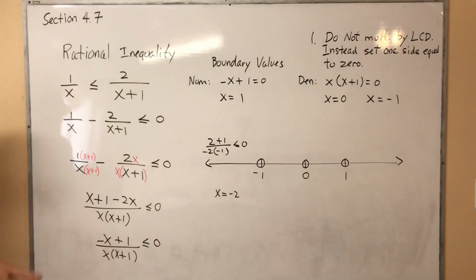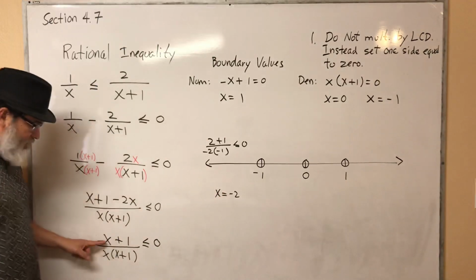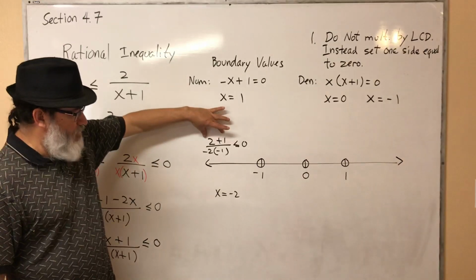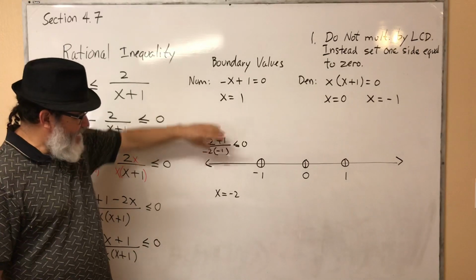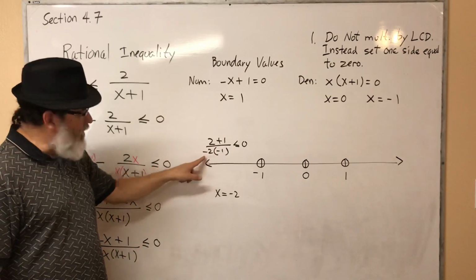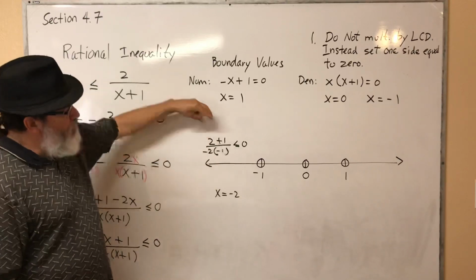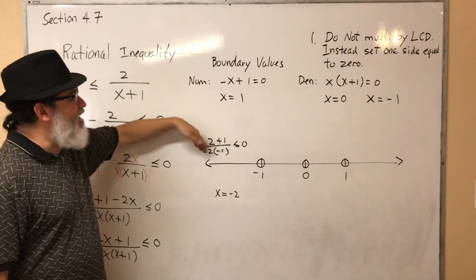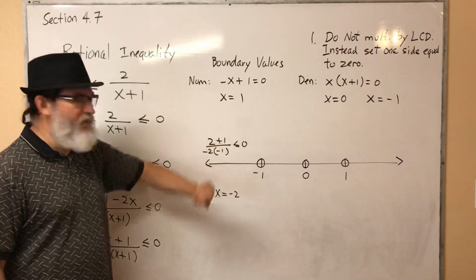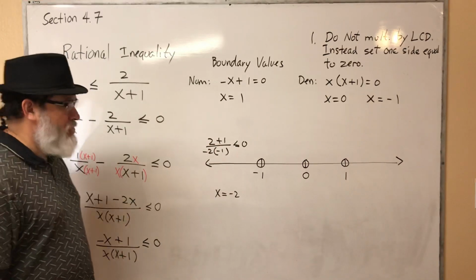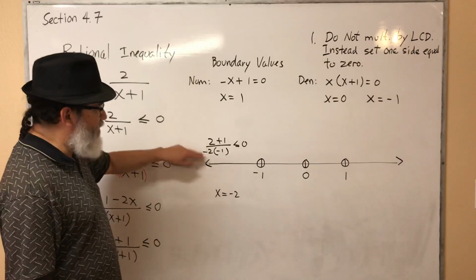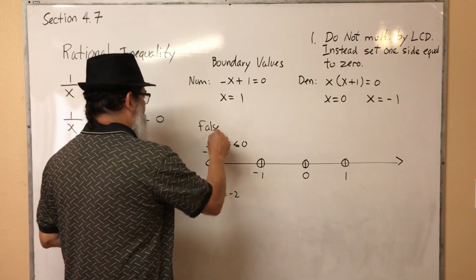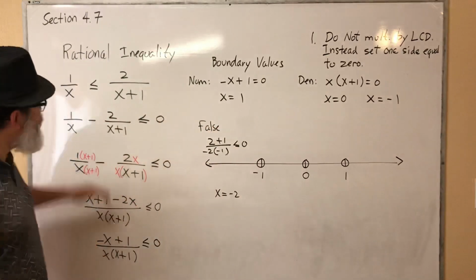Okay, let's check again. Plug in -2 there. Negative times negative is positive. So in the numerator we got a positive. In the denominator, what's a negative times a negative? Positive. So in the numerator we have a positive and in the denominator we have a positive. Is a positive divided by a positive less than or equal to 0? The answer is no. A positive divided by a positive is greater than 0, so this is false. So this region is not a solution to this problem.